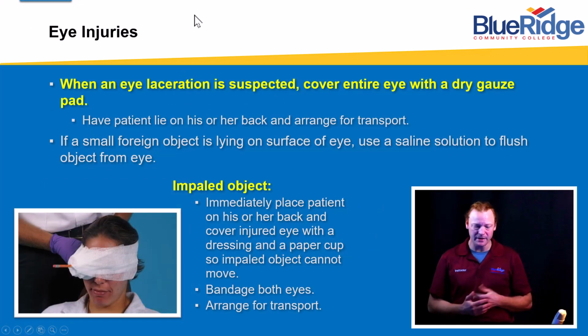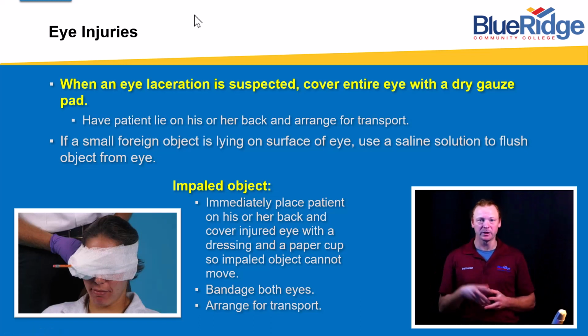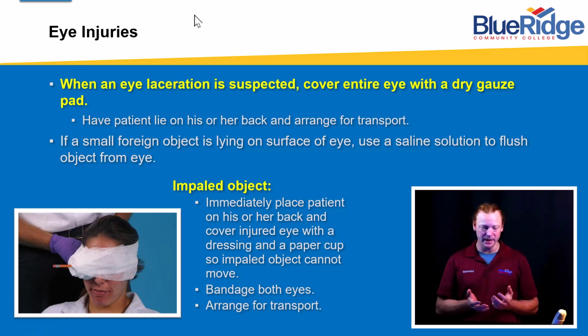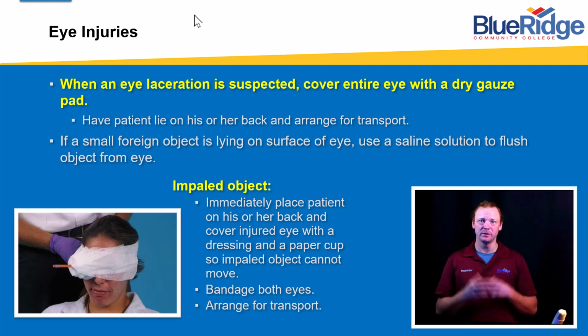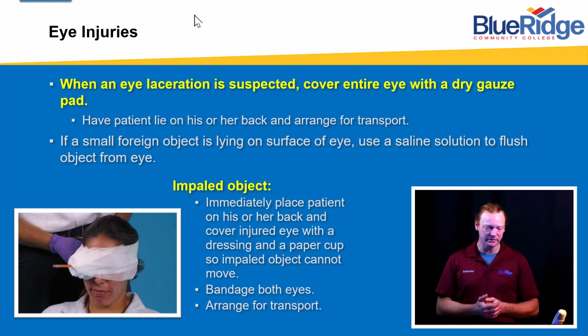When dealing with a lacerated eye, we want to cover that one eye with a dry gauze pad. It is also beneficial to cover the other eye just to prevent further irritation of that lacerated eye. Have the patient lay on their back. I find that actually turning the lights down, decreasing the external sensory noises and lights, helps the patient relax.